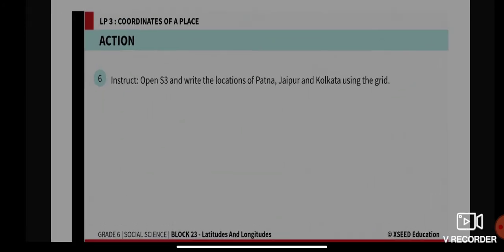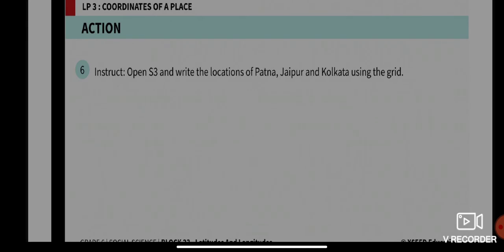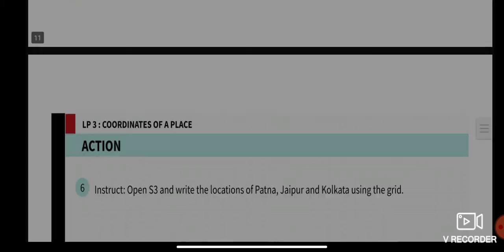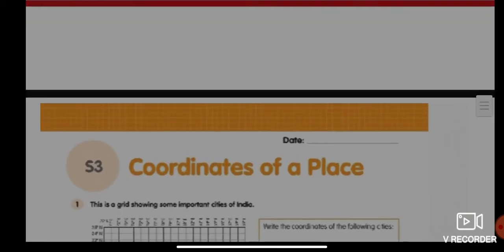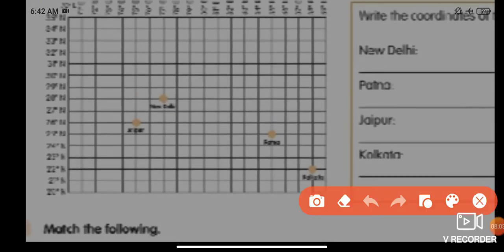Now you have to open your S3 and write the location, as I told you, of Patna, Jaipur, and Kolkata using the grid. One has been done for you, regarding New Delhi, where it is located: 28 degree north and 77 degree east. So that one has been done for you. Similarly, you find for Jaipur, Patna, and Kolkata.